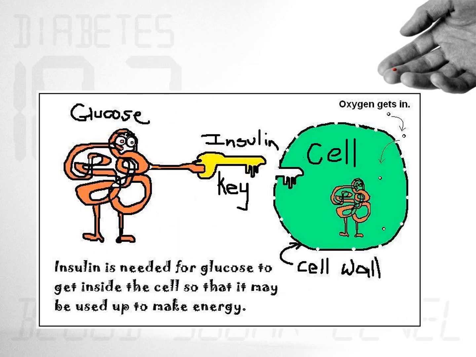So insulin is needed for glucose to get inside the cells so that it may be used to make energy. So it's that key that we need to use glucose properly. And without it, then we have big problems.